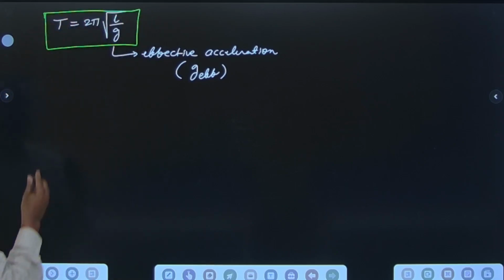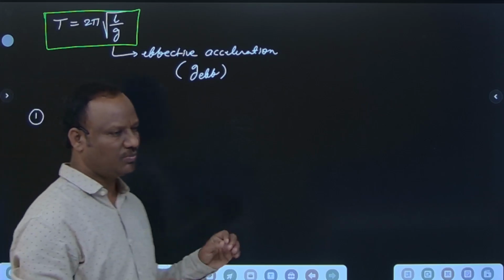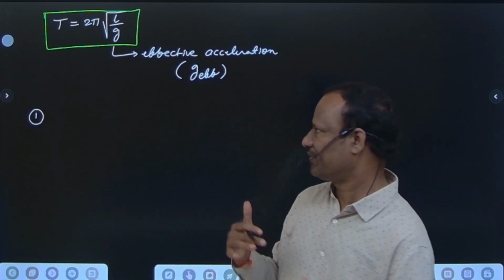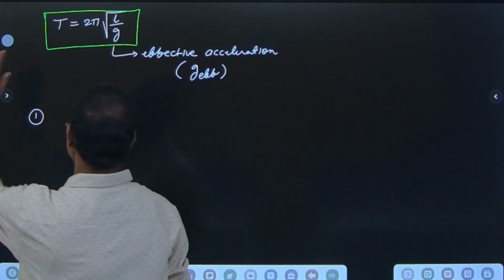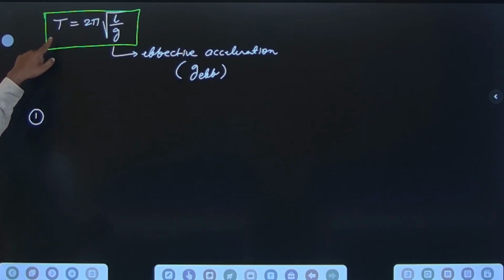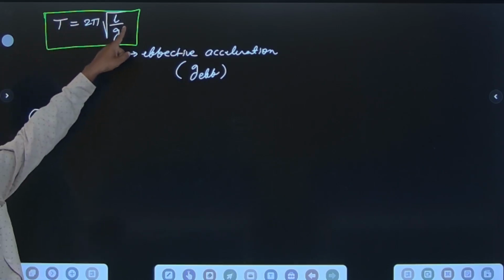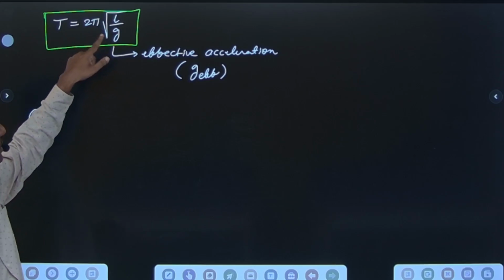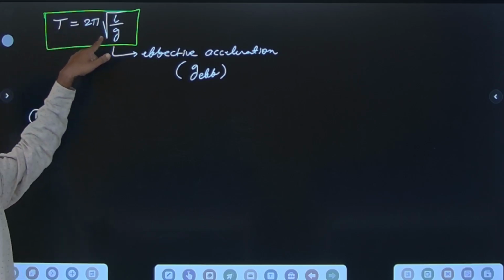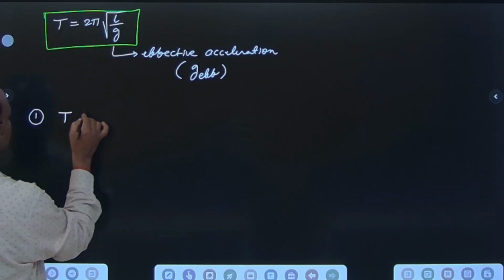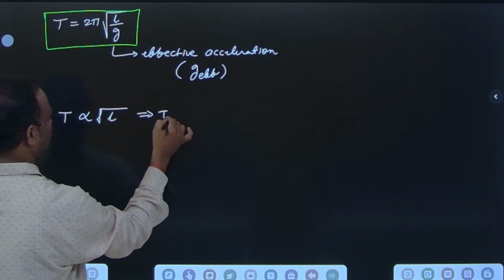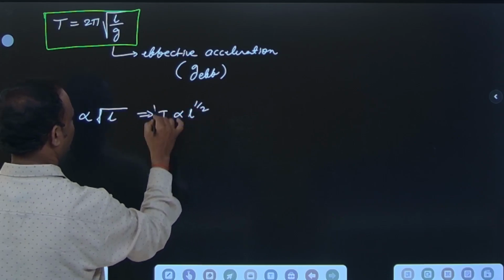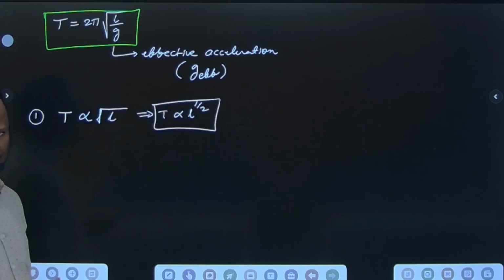Now for the very first condition I'm talking about, this is at a very basic level, like fractional error, percentage error type of questions. As time period increases, it means when length increases, time period increases. When g decreases, time period increases. So from this, T is directly proportional to length. T is proportional to L to the power of 1 by 2. Okay, so then what?